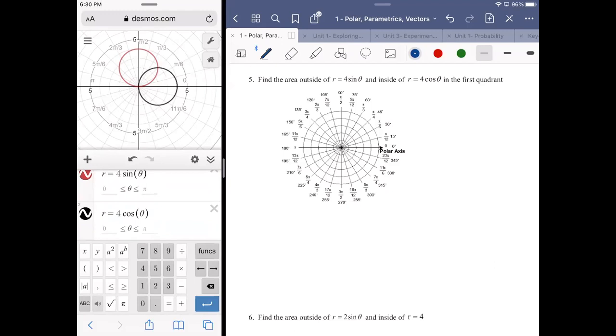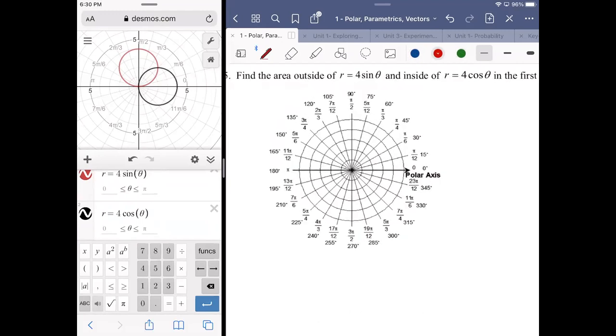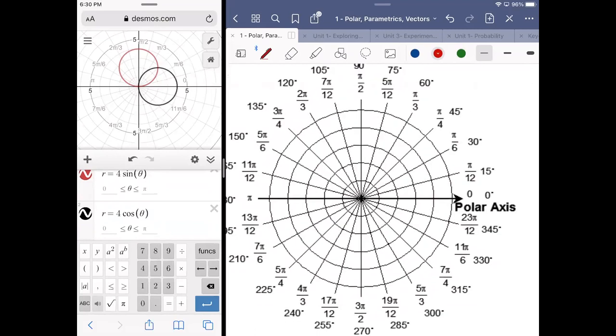Okay. So I just want to get this on paper real quick. So a radius of 4, and by radius I mean diameter.